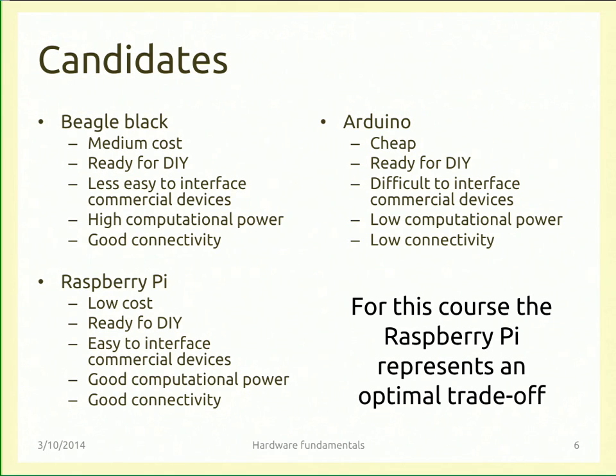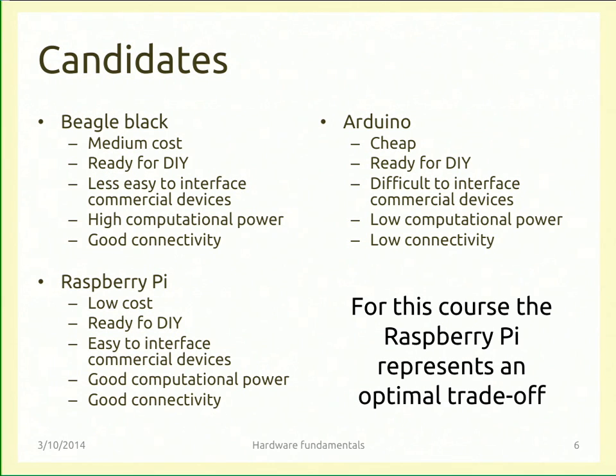Finally, we get the Raspberry Pi, which is in between. It is not optimum from the computational point of view, and not optimum from the hardware point of view, but it's a good trade-off. Okay? It is quite cheap, not really cheap, but quite cheap, around $30, more or less. It's easy to interface other devices, especially commercial devices, because there are shields already provided for it. Okay, so we got a shield for Z-Wave devices, a shield for Zigbee devices, and so on.